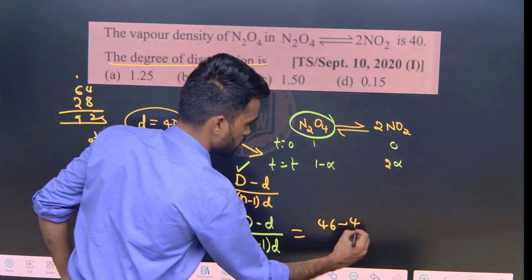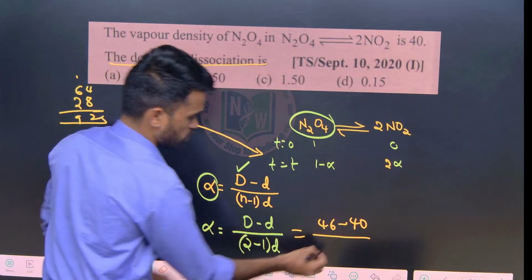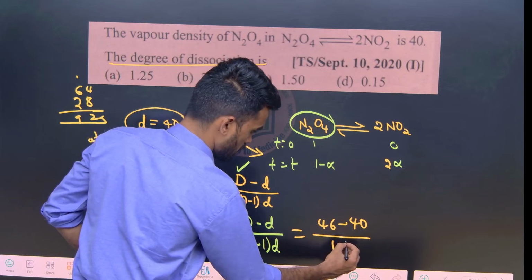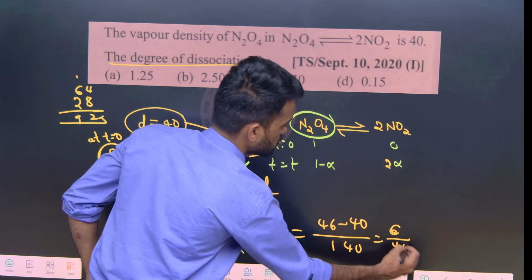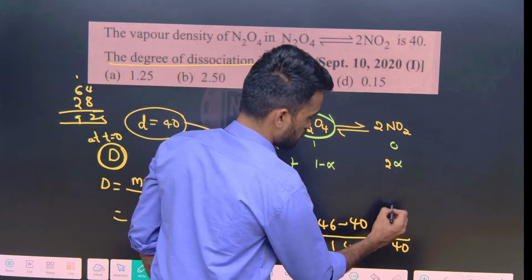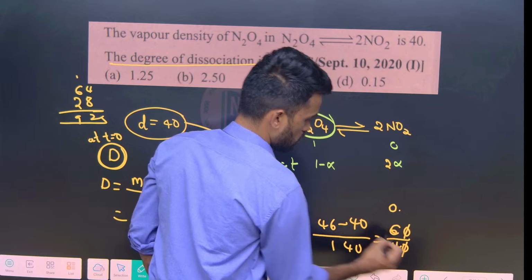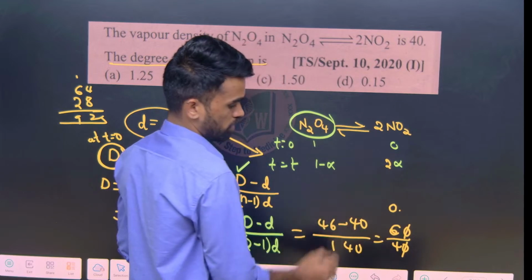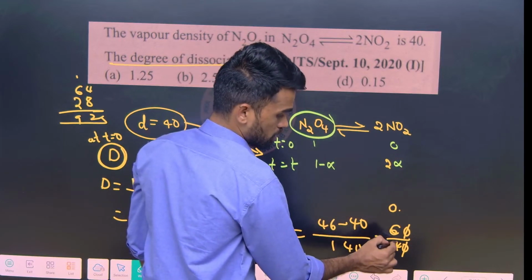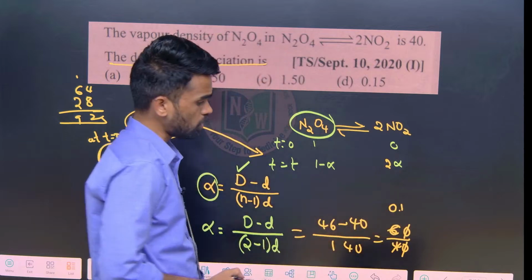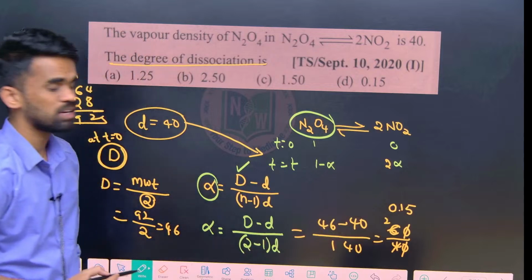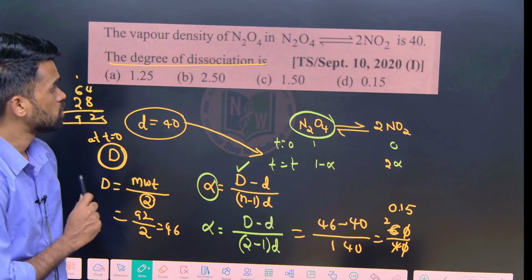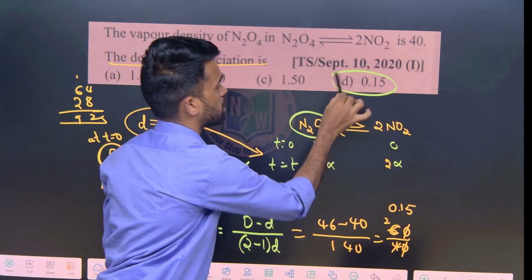And small d, how much are they saying? It is 40. So divided by (2 minus 1), which is 1, and here 40. So you got 6 by 40. So 6 by 40 simply gives 0.15. So 0.15 will be your perfect answer for the discussion. So we have option D as our answer for the question.